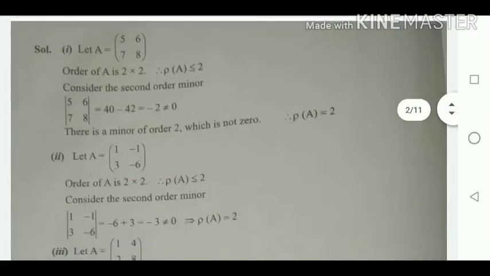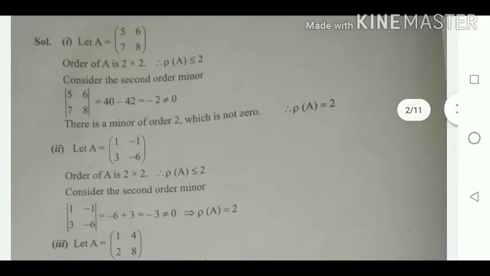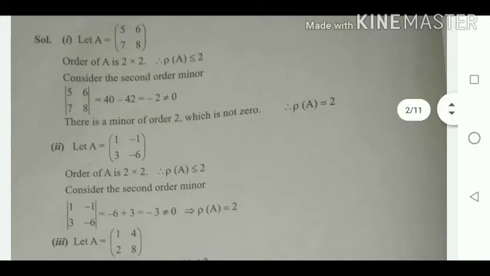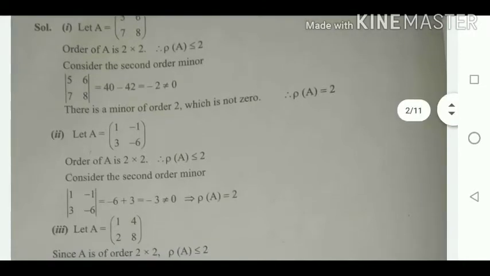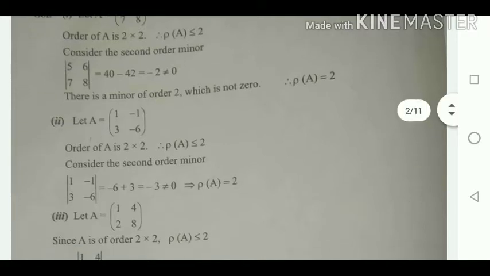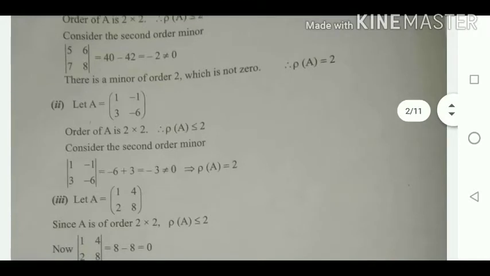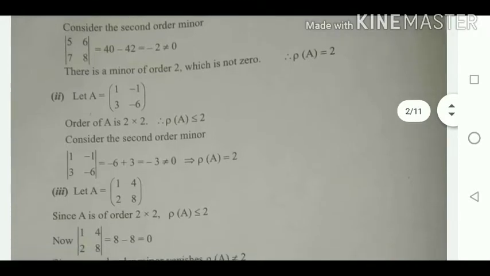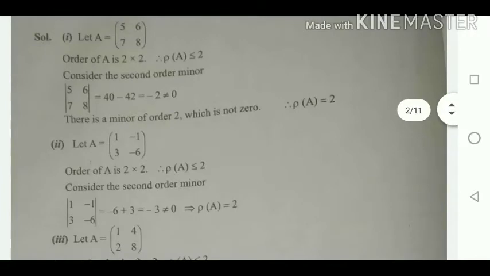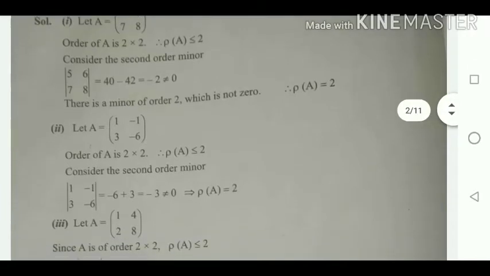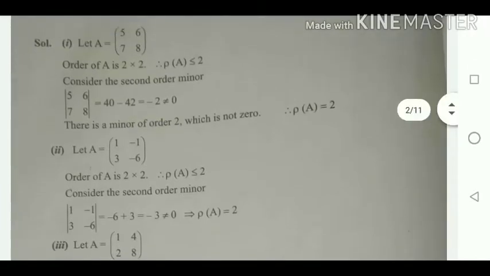Here also we are considering the minor. Let A equal to 5, 6, 7, 8. Order of A is 2 into 2. Rank of A is less than or equal to 2. If you find the rank in this case, the determinant of A is minus 2. That is, it is not equal to 0. There is a minor of order 2 which is not 0. Rank of A equals 2. This is also the same question, that is, find the rank of a matrix, but it is an exercise sum.